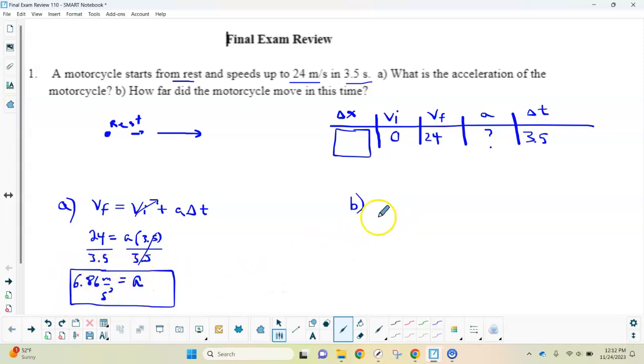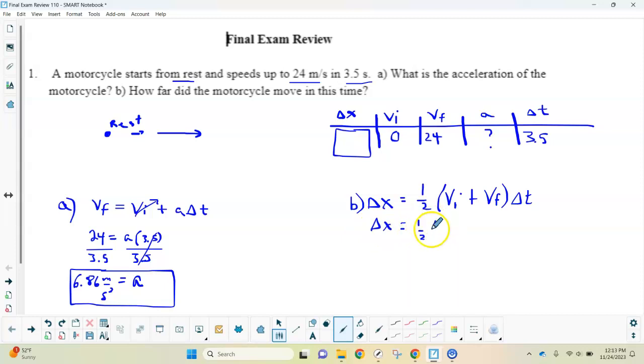For part B, you're looking for how far did the motorcycle move, so that's delta x, and once you have three like these, you can plug in and use any of the ones that you want. The one that I like and I think is the easiest of the equations is this one, so 1/2 Vi plus Vf times delta t. So again, just plugging in the values. We're looking for delta x, so it's already set up for us to solve.